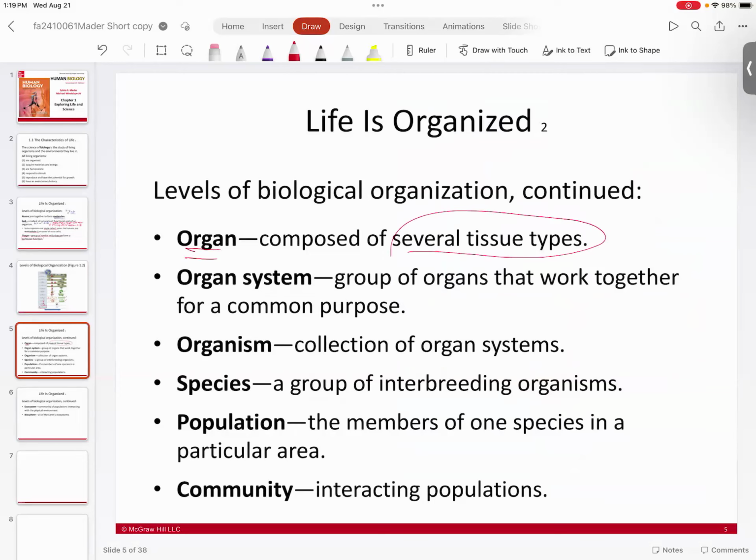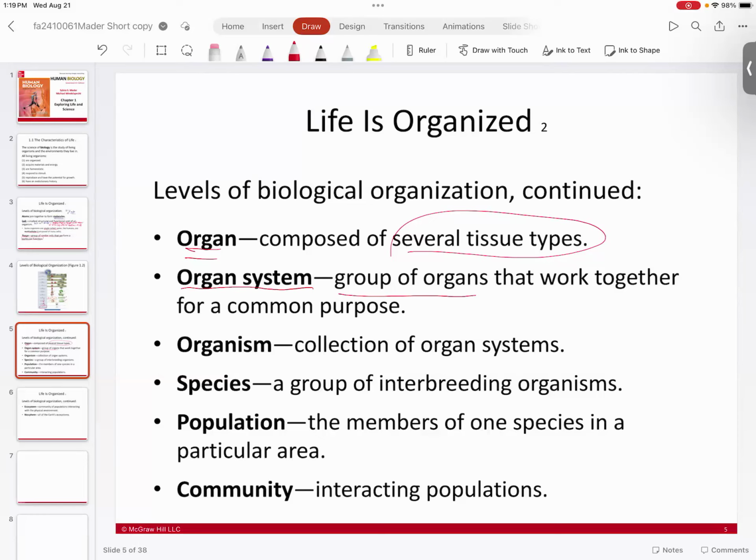Okay. Now, I want to go up to organ system, and I want to use an example of liver to illustrate what we mean between the tissues, the organs, and the organ systems. An organ system is a group of organs that work together on a common purpose. You can see there's a repetitive definition going on here, right? Because essentially you're doing the same thing. You're a collection of something that has a common purpose, but you're leveling up, right?